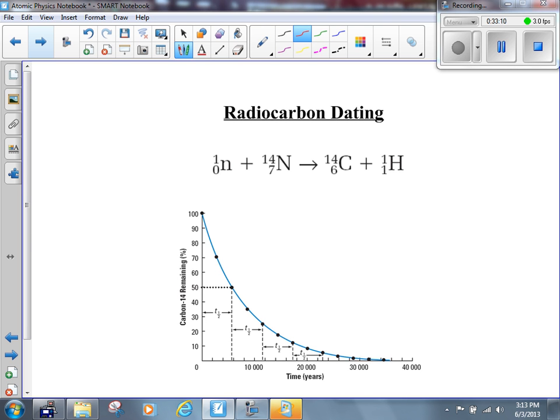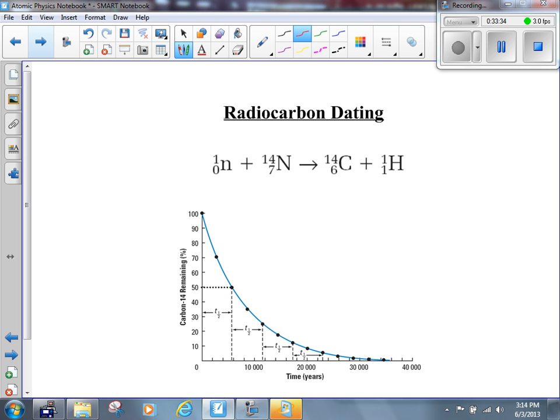It stays in this living thing, or this dead thing, in the same amount that it was in when this plant died. But carbon-14 doesn't. As soon as the plant dies, the decay keeps taking place, but the replenishment doesn't, because it's no longer ingesting carbon dioxide. So you can imagine where this can be useful.